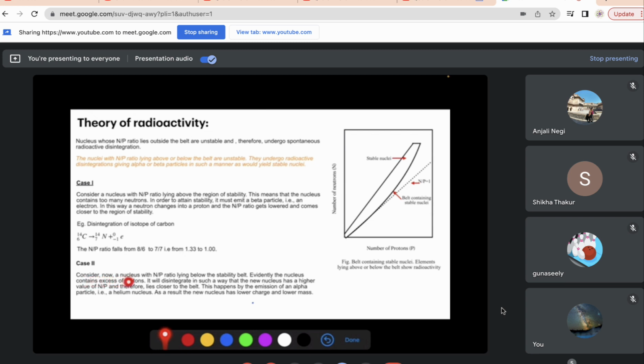And case number 2 is where the N/P ratio lies below the stability belt, and evidently the nucleus contains an excess of protons. So it will disintegrate in such a way that the new nucleus has a higher value of N/P, and therefore it can come closer to the belt. This happens by the emission of an alpha particle, that is a helium nucleus. As a result the new nucleus has lower charge and lower mass.